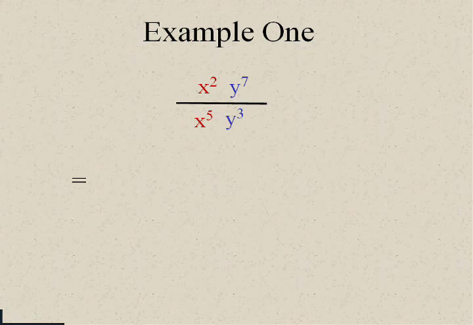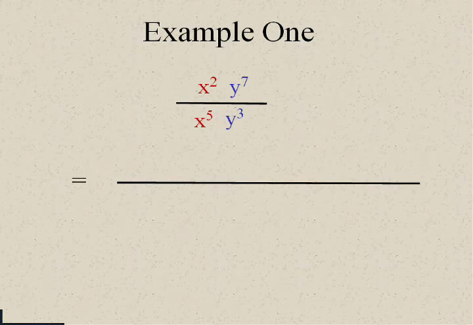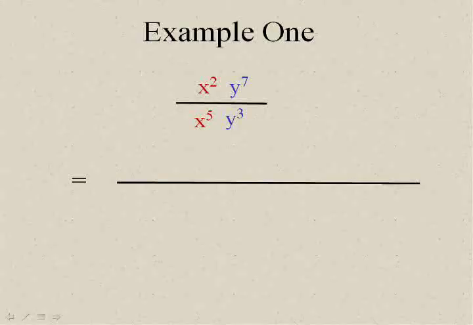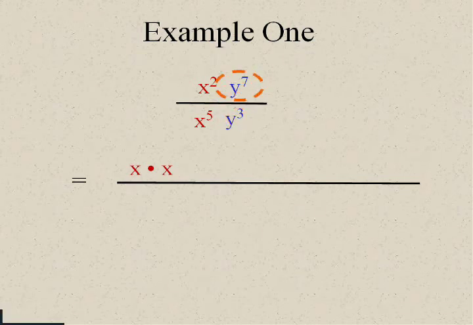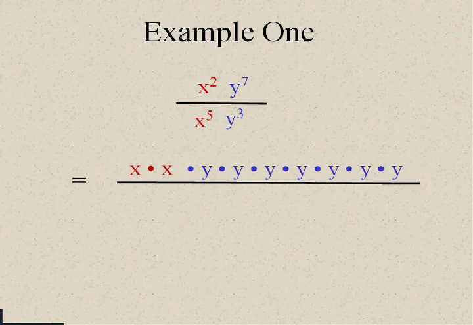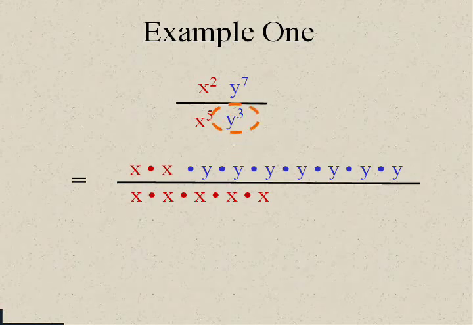Well, in this problem, let's break up each of the expressions and see what they're equal to. And then we'll look for 1s. Doesn't x squared really equal 2 x's multiplied? Y to the 7th is 7 of them. X to the 5th is 5 x's. And y to the 3rd is 3 y's.